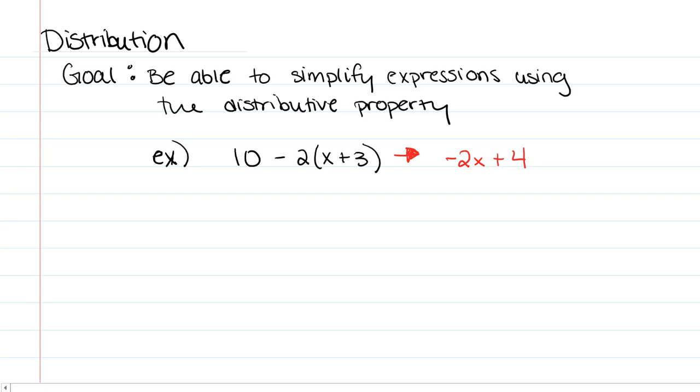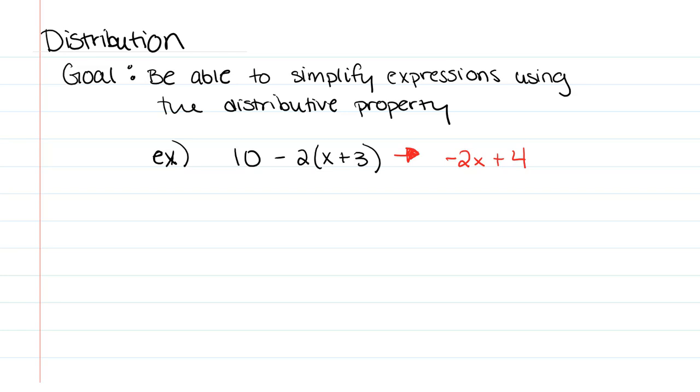In this video, we're going to be talking about distribution. Our goal with this is to be able to simplify expressions using the distributive property. So if you look at the example, by the end of this video, we'll be able to simplify 10 minus 2 times the quantity x plus 3 into negative 2x plus 4.